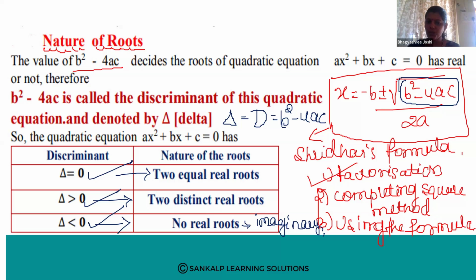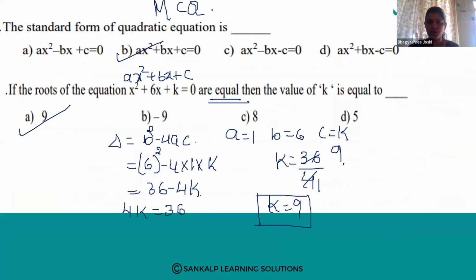See, if delta is equal to 0, then two equal real roots exist, right? If delta is greater than 0, then two distinct real roots exist. If delta is less than 0, no real roots. That means imaginary roots. Okay. Yes. And also we solved some multiple choice questions.